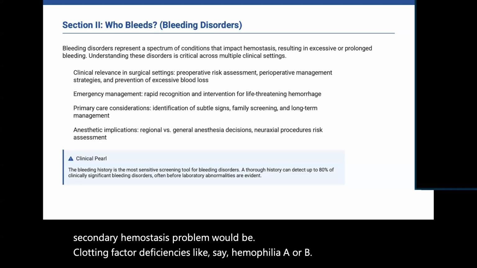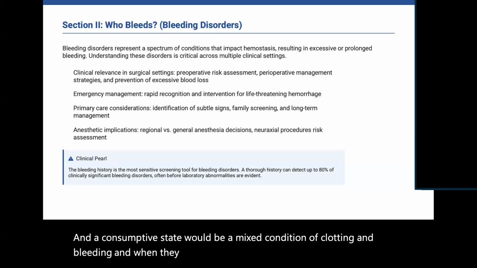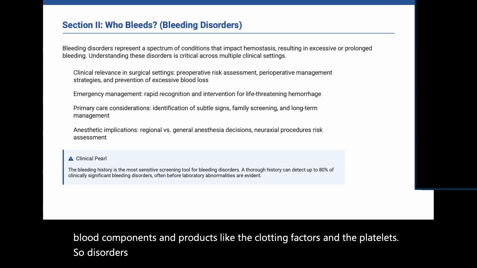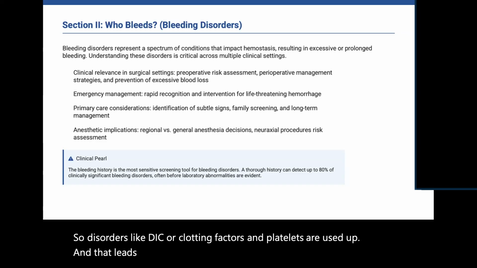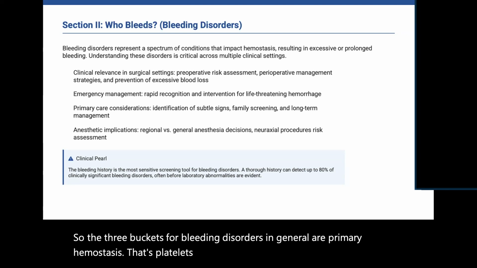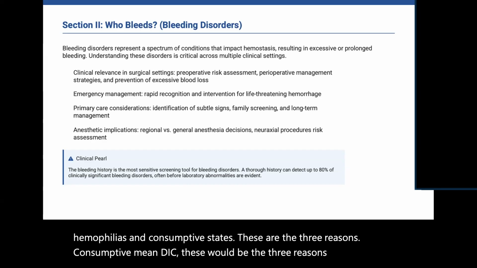And a consumptive state would be like a mixed condition of clotting and bleeding. And when they say consumptive, what's being consumed are the blood components and products like the clotting factors and the platelets. So disorders like DIC, where clotting factors and platelets are used up. And that leads to both clotting and bleeding disorders. So the 3 buckets for bleeding disorders in general are primary hemostasis, that's platelets and von Willebrand's, secondary, which are the hemophilias, and consumptive states. Consumptive means DIC. These would be the 3 reasons why someone is bleeding uncontrollably.